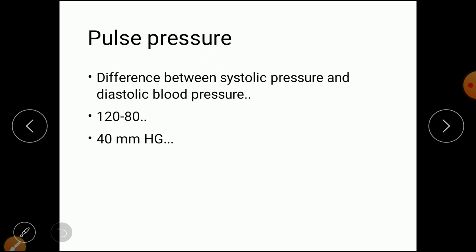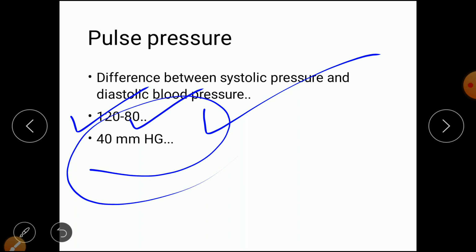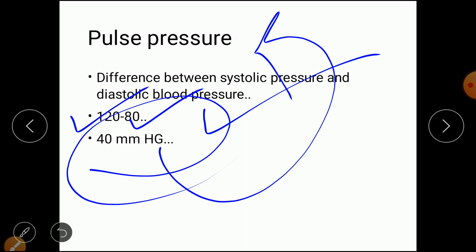Now what is pulse pressure? Pulse pressure is the difference between the systolic pressure and the diastolic blood pressure. The systolic is 120 and diastolic is 80. So the difference, that is subtraction: 120 minus 80 is equal to 40 mm of Hg, which is the normal value of pulse pressure.